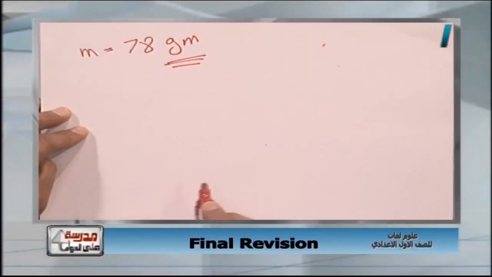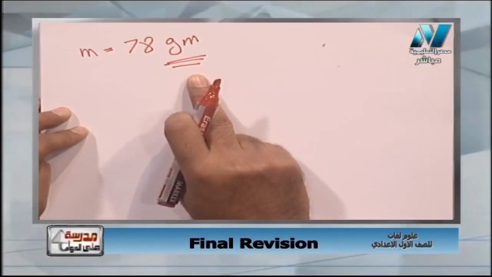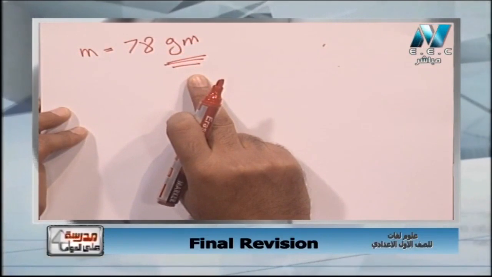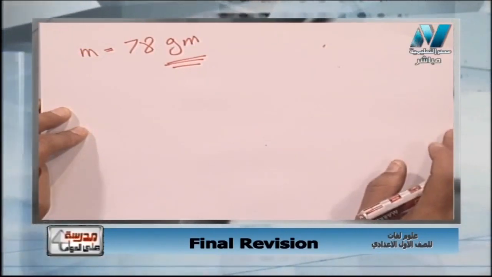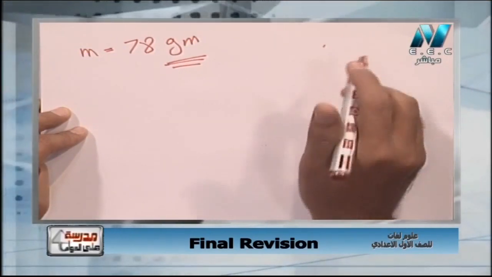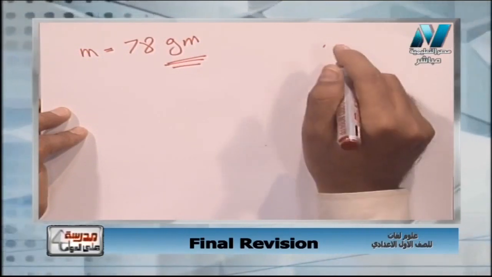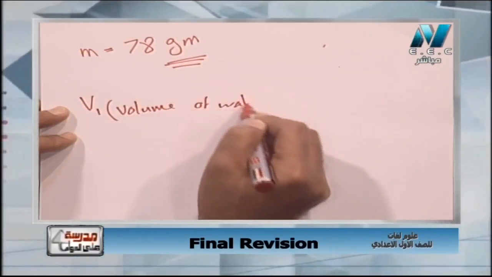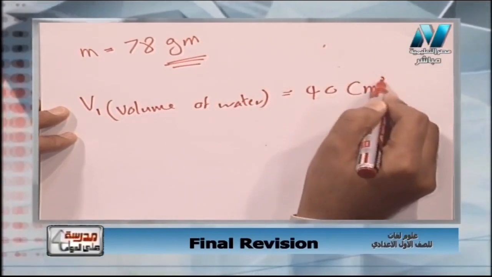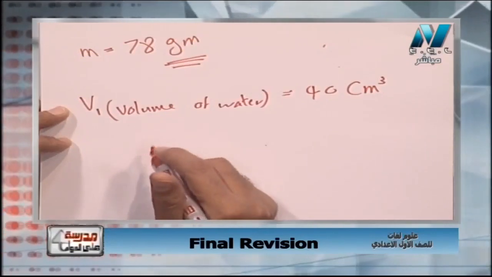Number 2, a piece of iron whose mass is 78 gram. So I first write the mass equals 78 gram. But here, it's in gram, not in kilogram. Yes, it's okay, because this problem is related to density. A piece of iron, he doesn't talk about a body that moves. It is placed in a measuring cylinder containing 40 cubic centimeter of water. So V1, the volume of water, equals 40 cubic centimeter. So water rises up to 50 cubic centimeter.